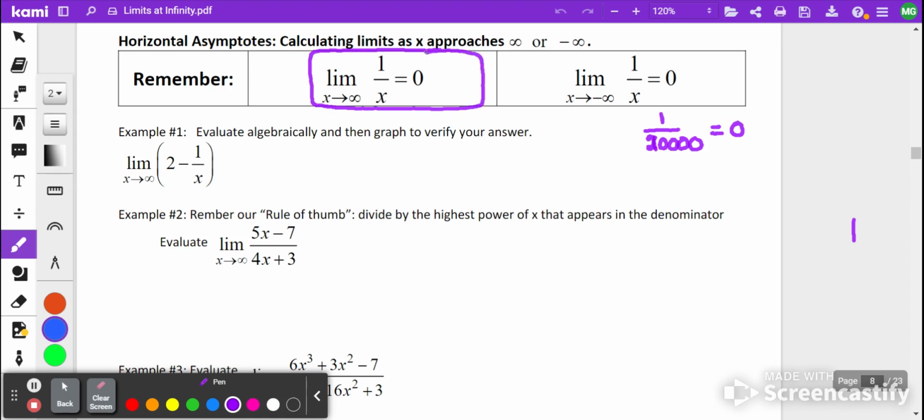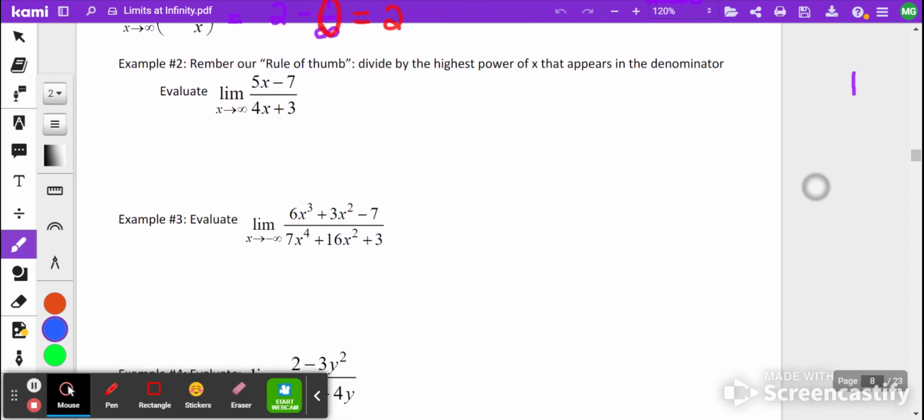So if we look at a problem like the first example, we have the limit as x approaches infinity. So we have 2 minus 1 over infinity. And what we know from that is that this fraction will essentially approach 0. So the limit as x approaches infinity of this function will be 2 because that approaches 0.